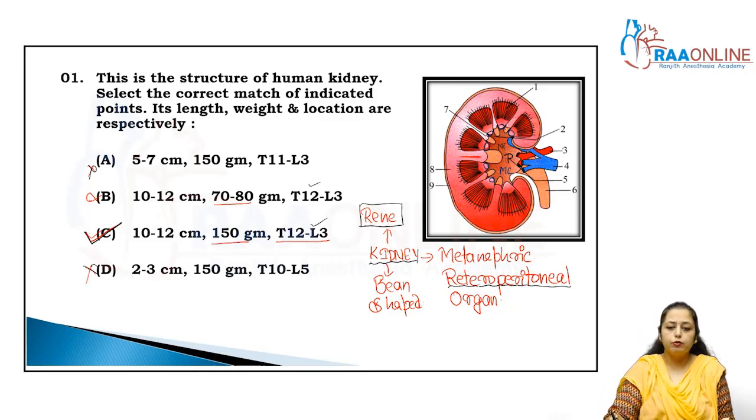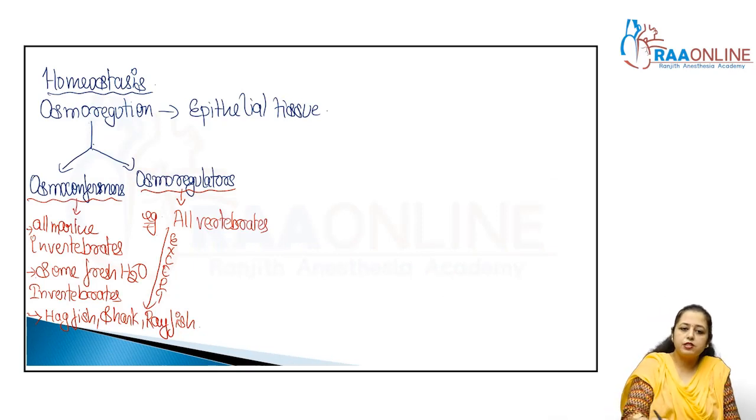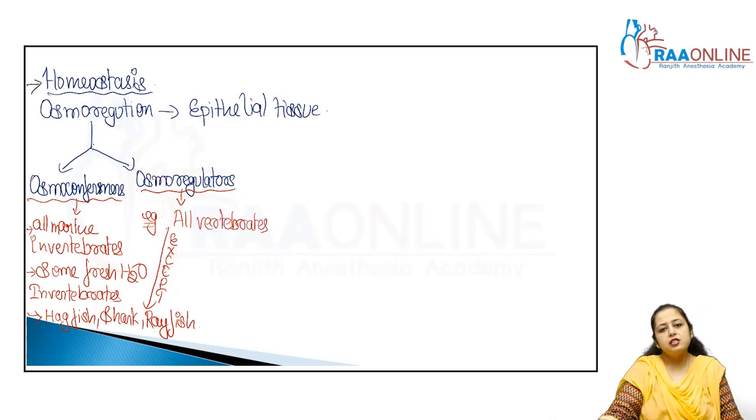Now come to the second question. Before the second question, we have to discuss some more things about the excretory system, that is homeostasis, right? Why is there a necessity for homeostasis? What is the meaning of homeostasis? That is the maintenance of the internal environment constant, right? Maintenance of the internal environment constant is called homeostasis.